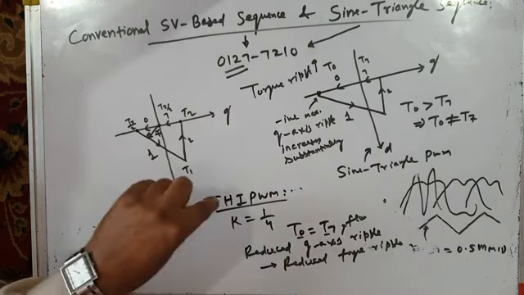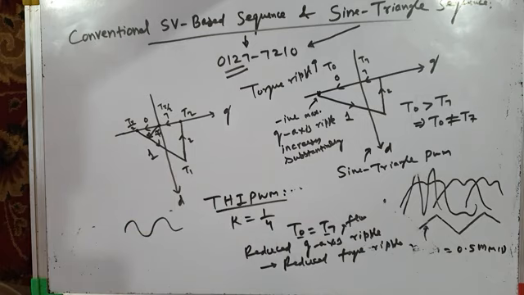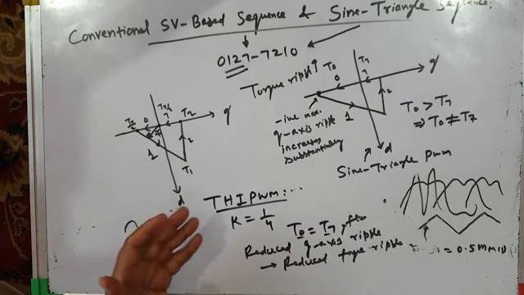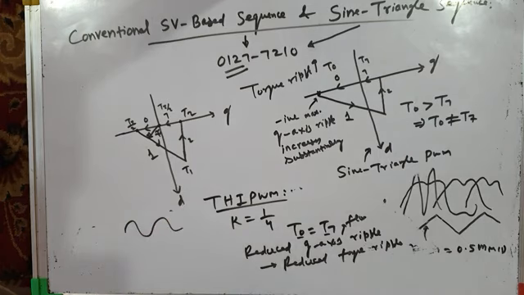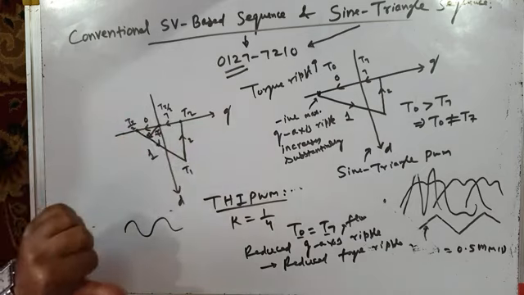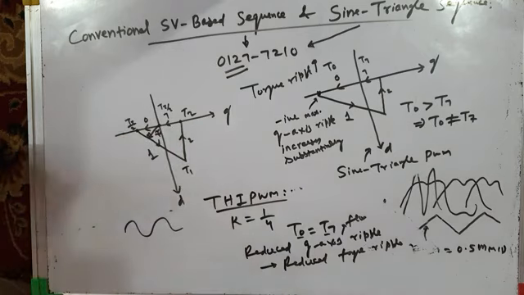But the problem with this is that it will not give the best utilization of the DC bus. Your inverter output voltage will not increase by 15.5%. It may increase by about 11 to 12% only. Whereas conventional space vector based PWM gives reduced torque ripple, and it also increases the inverter output voltage by about 15.5% as compared to sine triangle PWM. Okay.